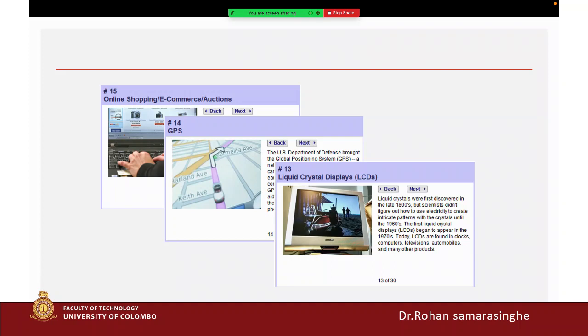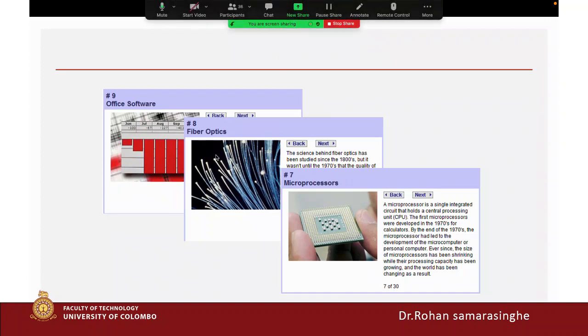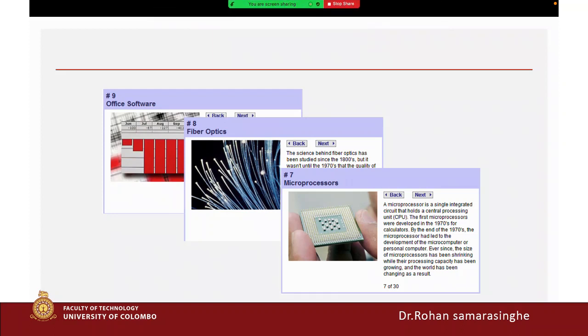And LCDs, liquid crystal displays, as well as office software. I don't want to explain the office software, and fiber optics. Nowadays, fiber optics are very, very essential for transmitting the data, and you can transmit the data at gigabit speed.